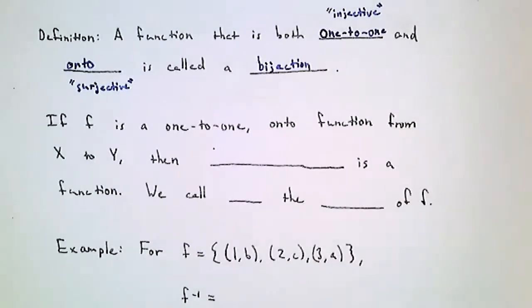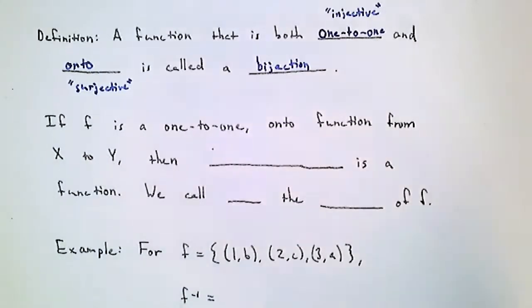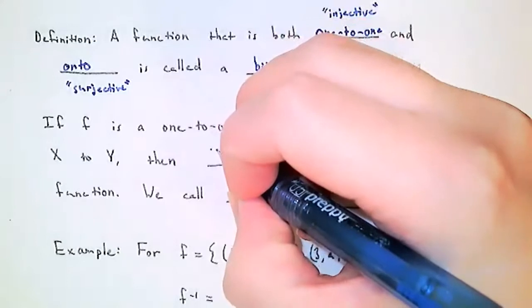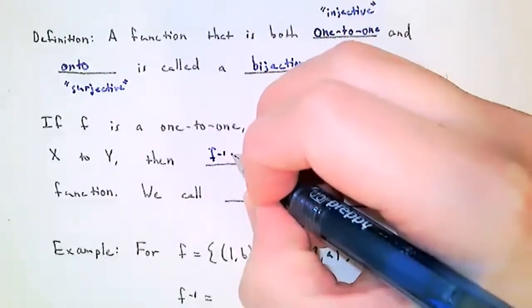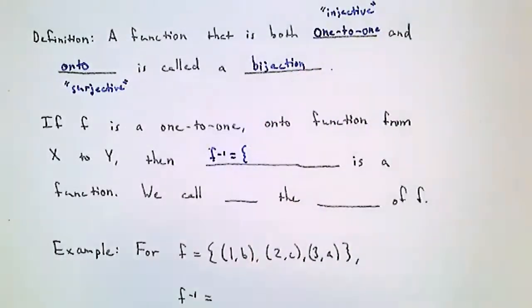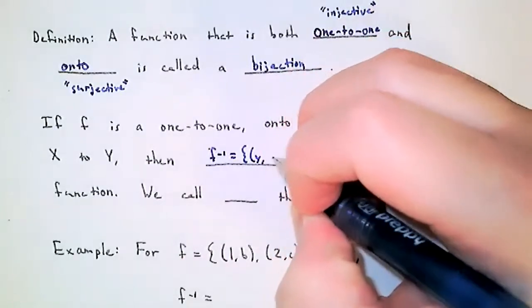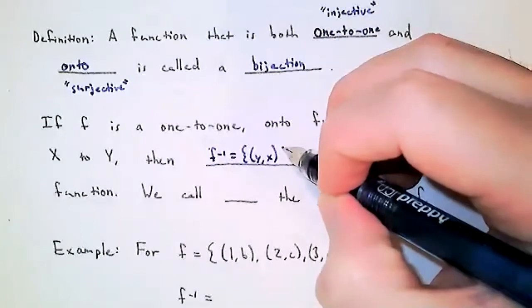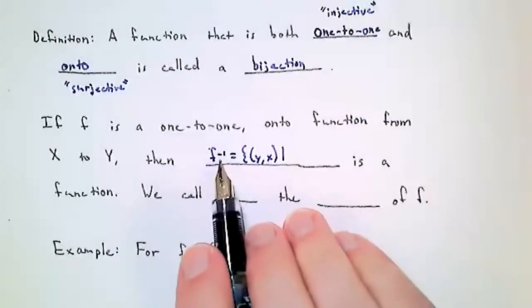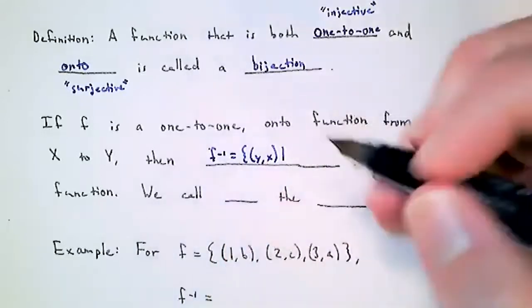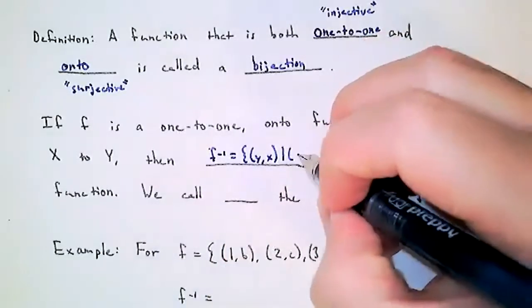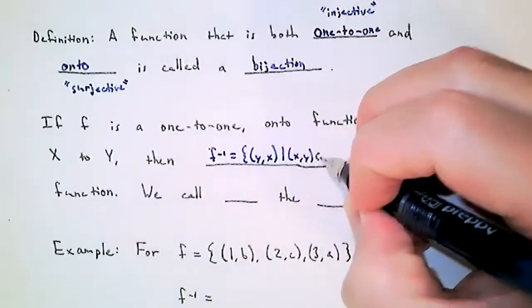So the reason why bijections are so important, functions that are both one-to-one and onto, is this. If f is a one-to-one onto function from the set x to the set y, then we can define this new function called f inverse. And the way that you get an f inverse is by just reversing the order of your ordered pairs of your original function. So the ordered pairs of f inverse are y comma x, where x comma y was one of your original ordered pairs in the function f.